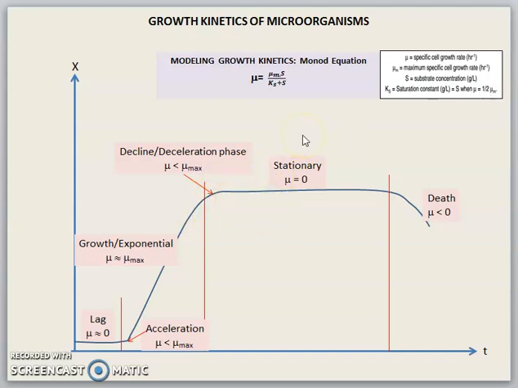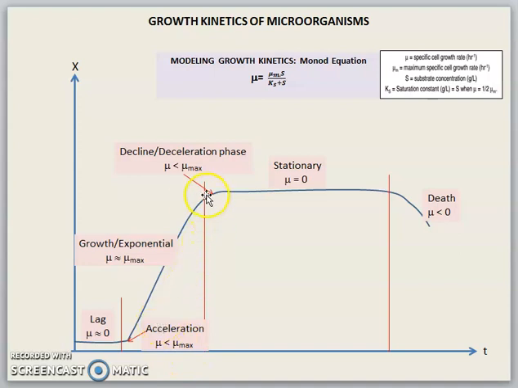Before we go further, we have to understand the phases of the growth of the cell or microbes. The growth of the microbes starts with the lag phase, in which the kinetic rate, represented by the specific growth rate mu, is nearly equivalent to 0. Then we have an acceleration phase, of just a small duration, where mu will be less than mu max or mu m.